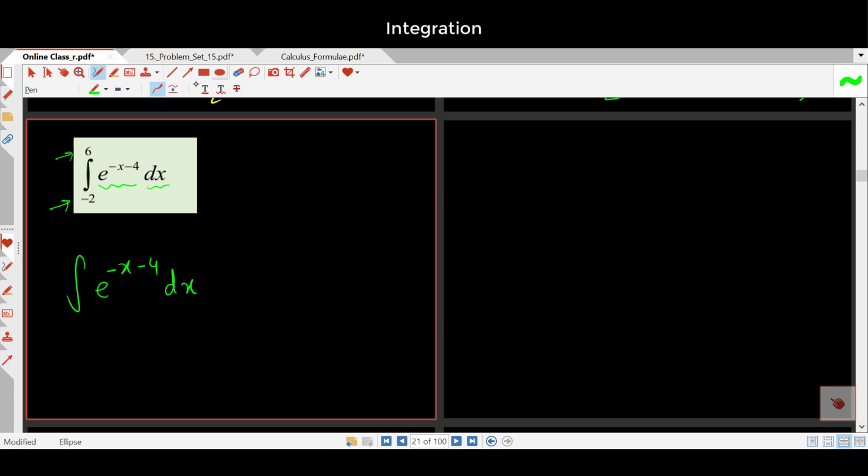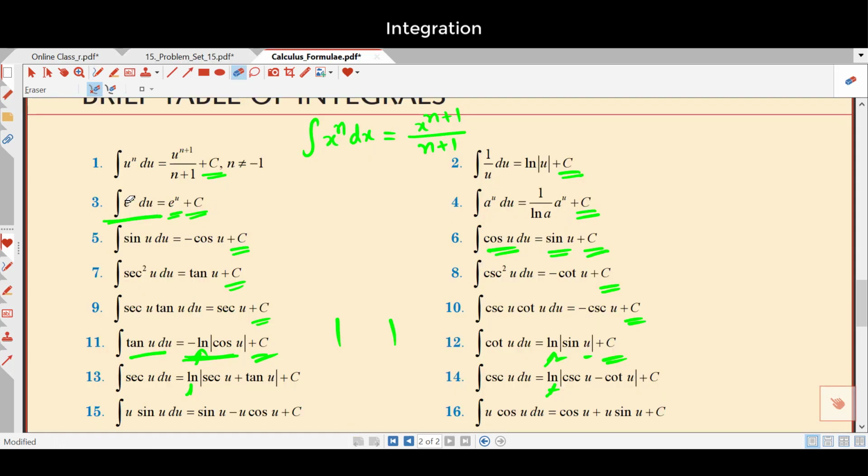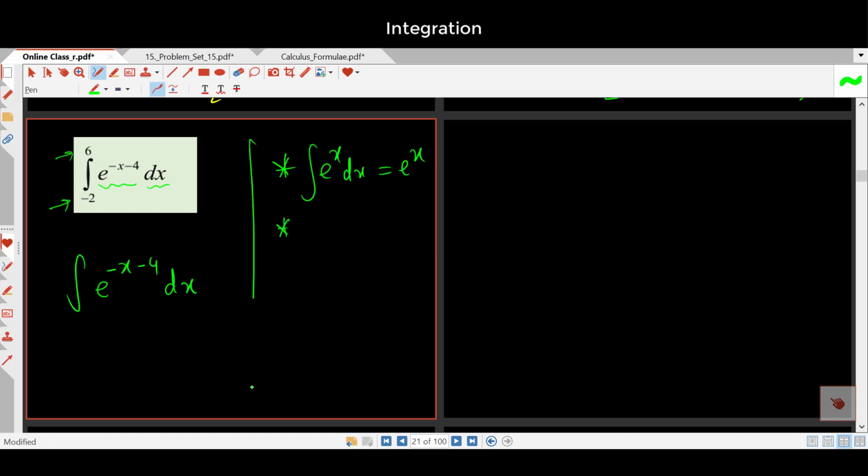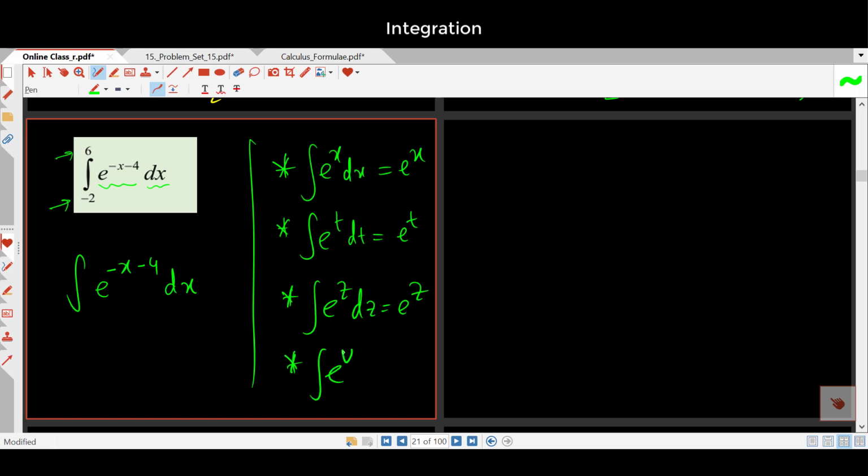Okay, so there is no direct formula for e power minus x minus 4. We just know about the formula e power x. Integration of e power x is e power x. Have a look. E power u is e power u. So I have mentioned that the variable doesn't matter. If you have e power t and you are integrating with respect to t, then it is e power t. If it is e power z and you are integrating with respect to z, then this is e power z. If you are integrating with respect to u, then the result will be same, e power u.